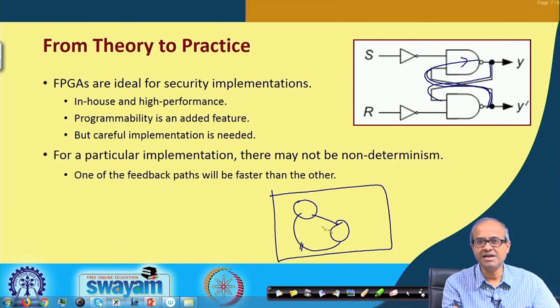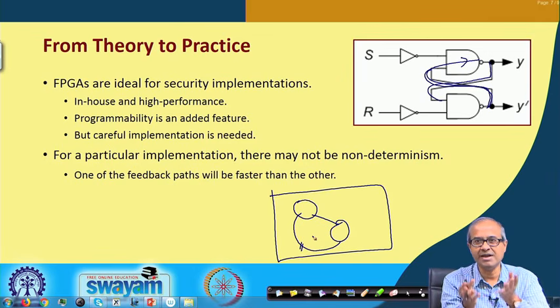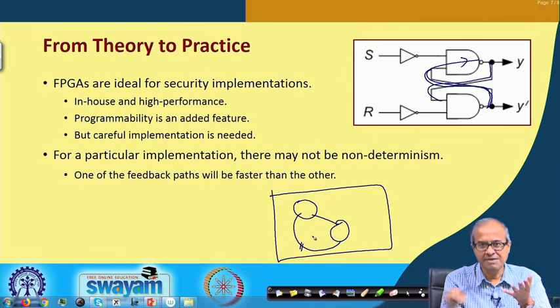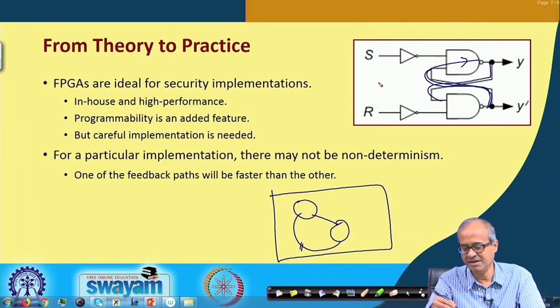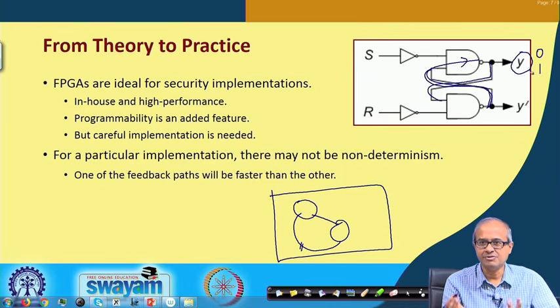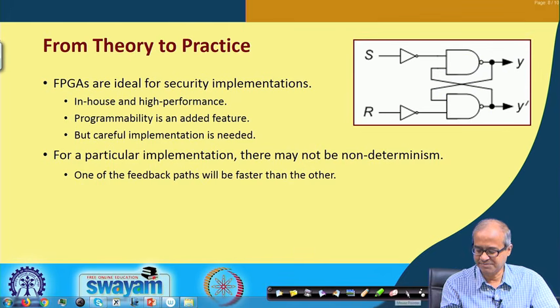So it depends on the layout, the way you place the two gates and connect them, which gate will effectively be faster and which will be slower, and whether the output, in the example we took, finally settles to 0 or to 1. So you will have to understand that.